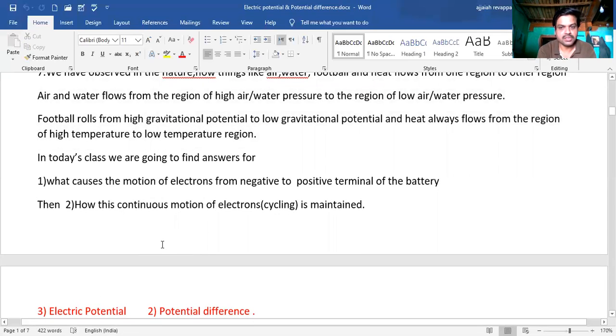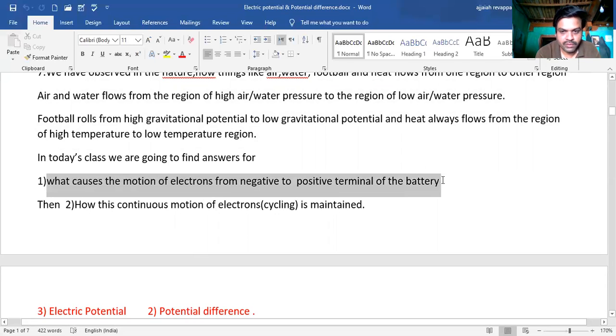With this important piece of knowledge, today we are going to find answers to two important questions. The first one is, what causes the motion of electrons? Electrons move from the negative to the positive terminal of the battery. What causes the motion of the electrons from the negative to the positive terminal of the battery?